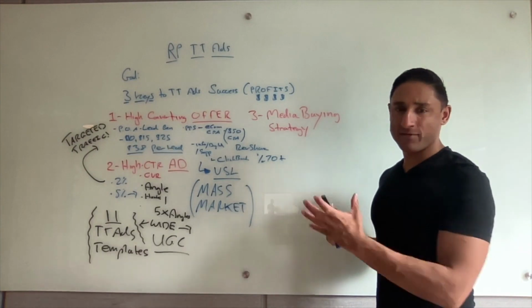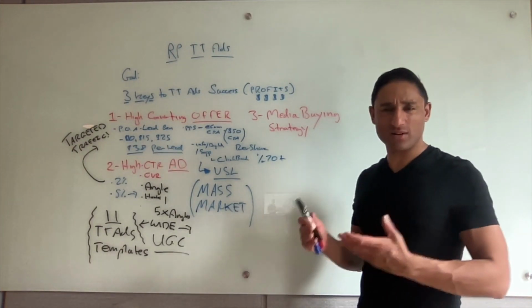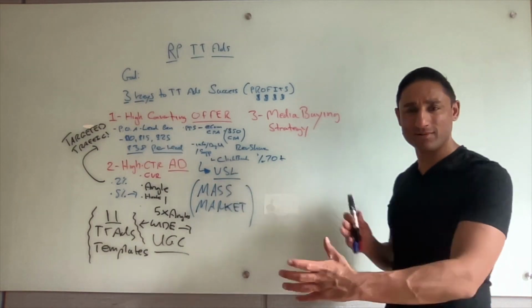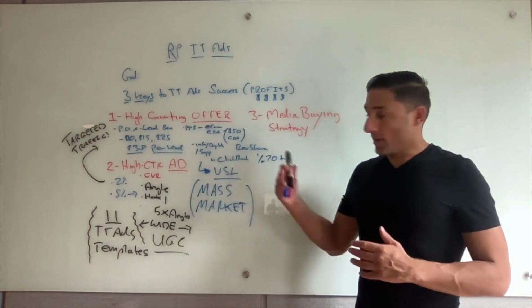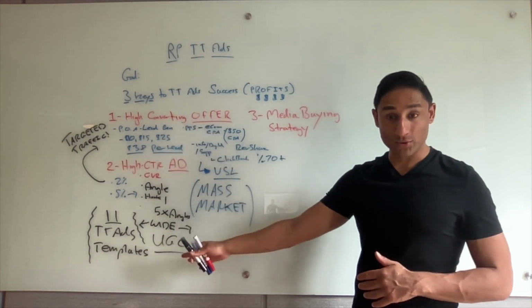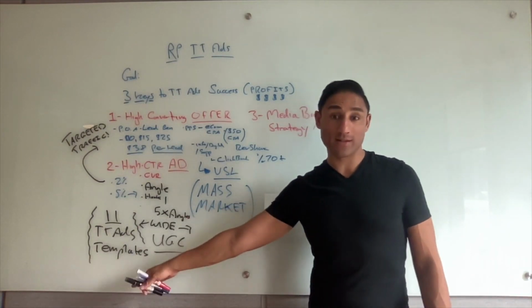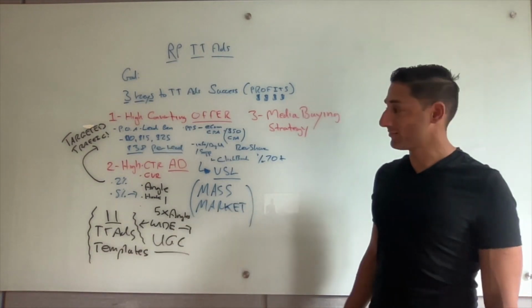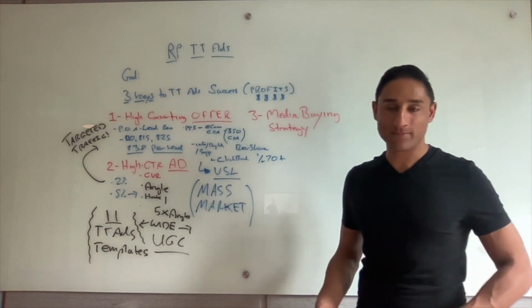So now we have 5 angles. Anyway. So you have your high converting offer, you have your 5 angles, 5 ads that are following one of the 11 TikTok ad templates, okay? You've learned how to do this by going through the next section, right?